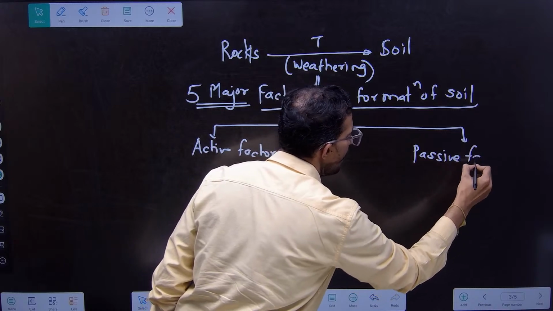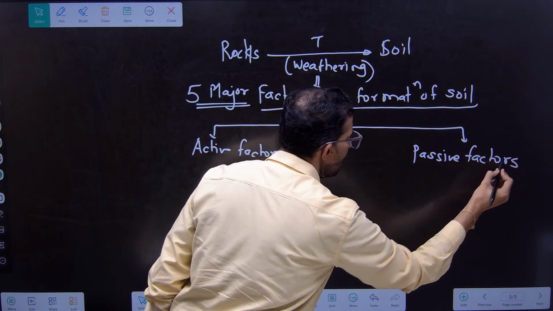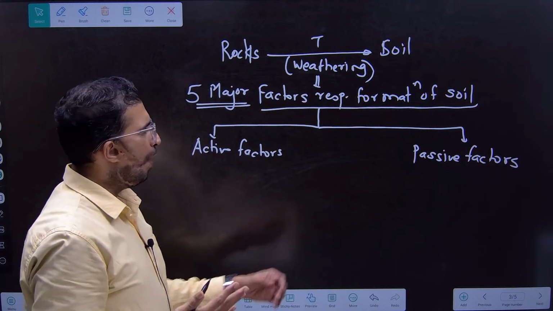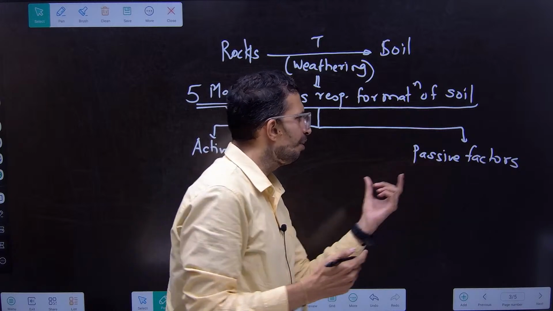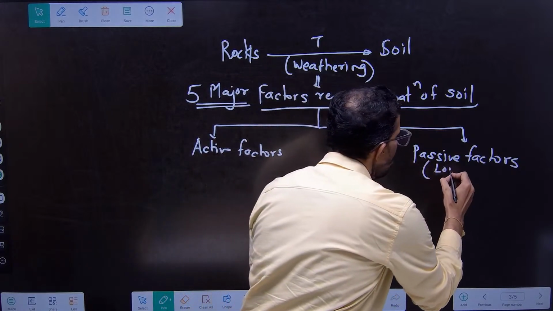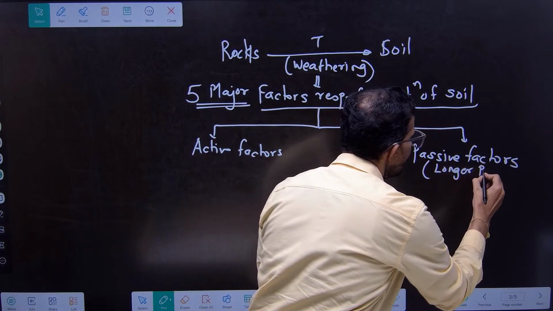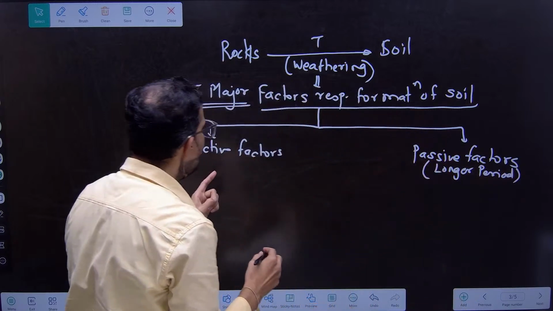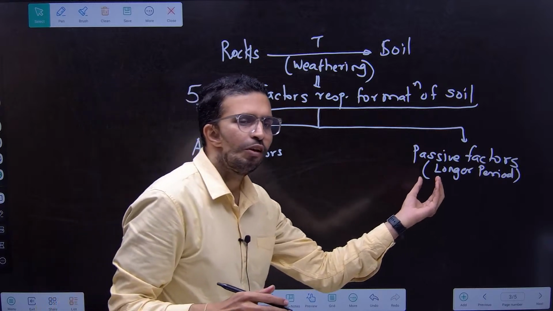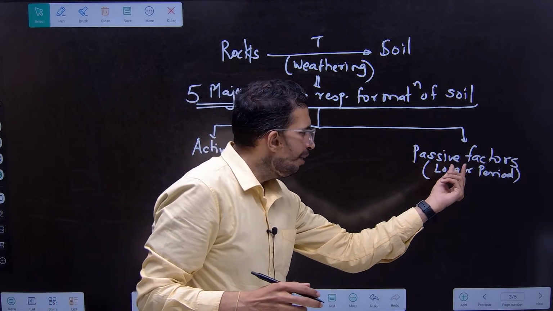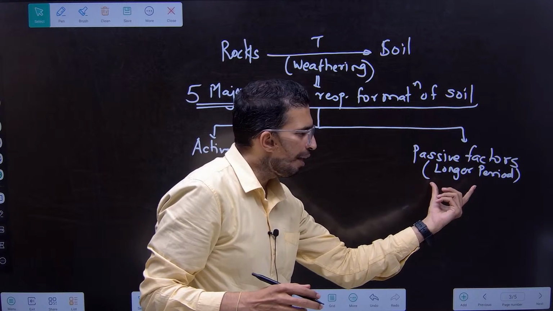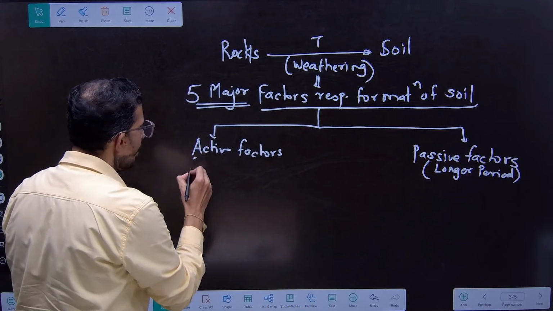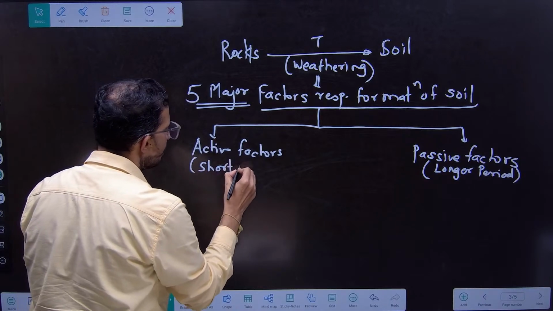The question has been asked, out of the 5 factors, which are active factors and which are passive factors. Passive, if we see, they're like having the longer period. Generally, passive does not mean that it is non-reactive. In the soil formation context, passive means it requires the longer period, and active means within a short period of time.